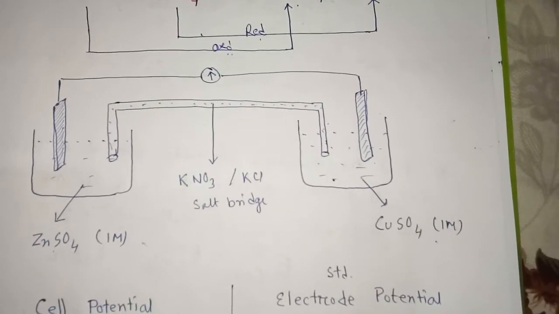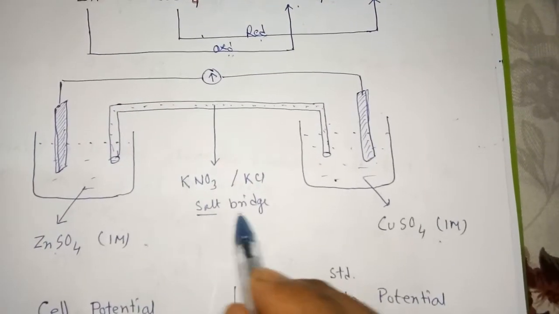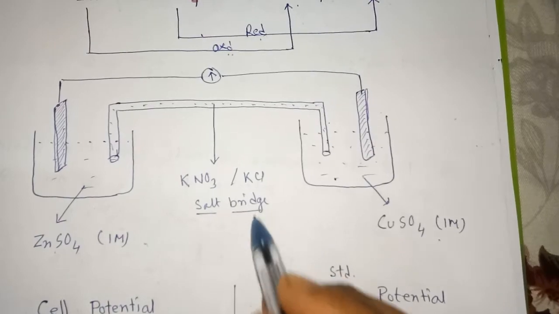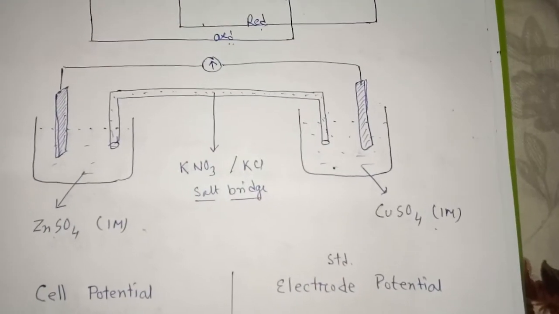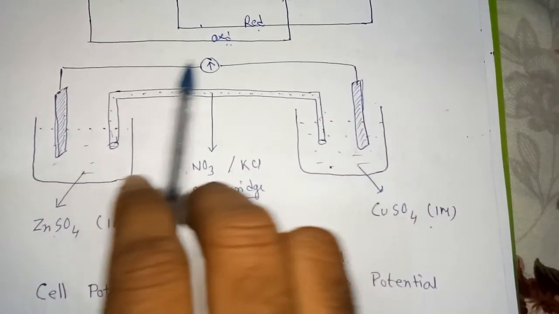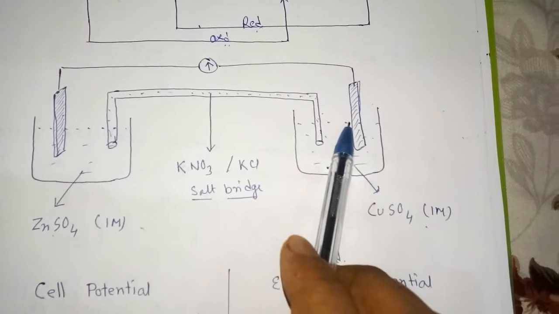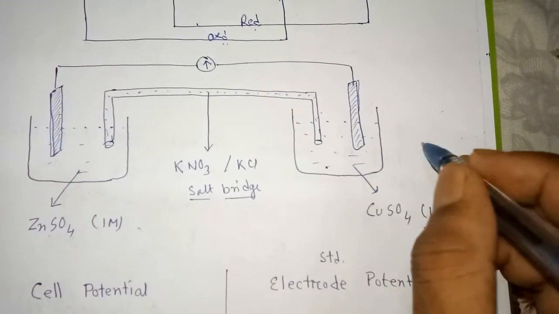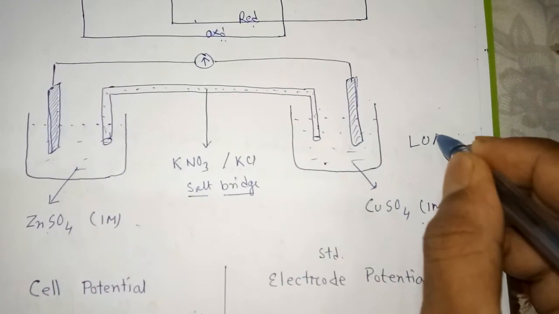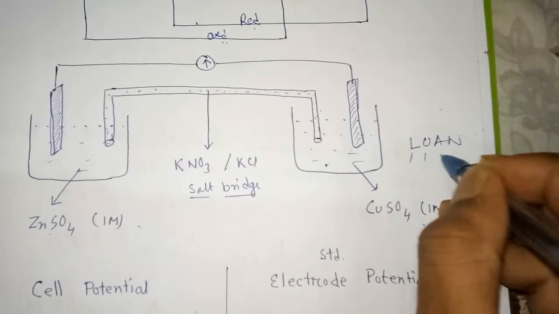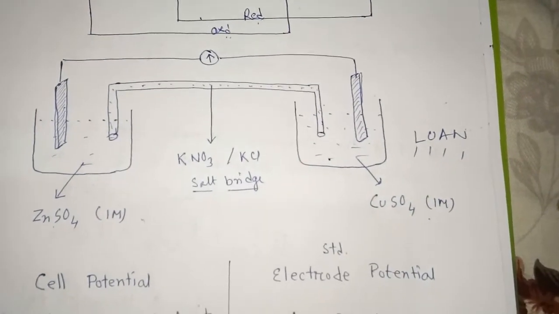Now that one, the Daniell cell, we have also read in class 11, where we have seen that it gives electricity, and the electron is flowing in this direction. Also we have learned one term: left, oxidation, anode, negative. So these things you remember.